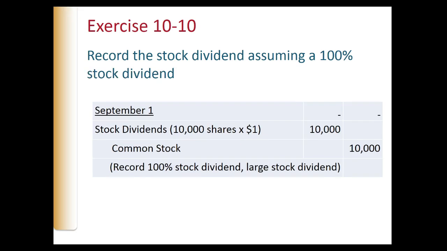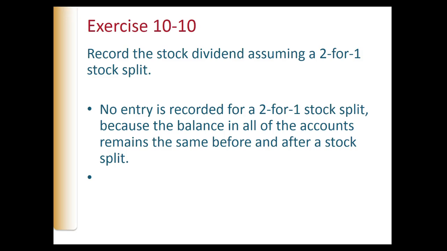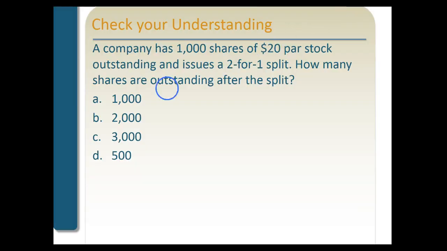Next, to record a 100% stock dividend, we're going to debit our stock dividends at $1, and we're going to credit common stock for $10,000. Then, assuming a 2-for-1 stock split, there's no entry that's going to be recorded because everything stays the same. Remember, in this case, the value will be decreased.